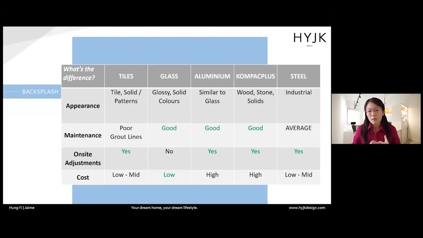Okay. For aluminium, you can do that. So that's why it's an advantage. It looks like glass and all that, but you can actually do on-site adjustments. Compact glass, you can as well. Steel, you can as well. So cost-wise, usually glass costs the lowest. Okay. Tiles are pretty common, because sometimes it's part of your entire kitchen wall, so you just cost in the tiles. It doesn't cost that much more.